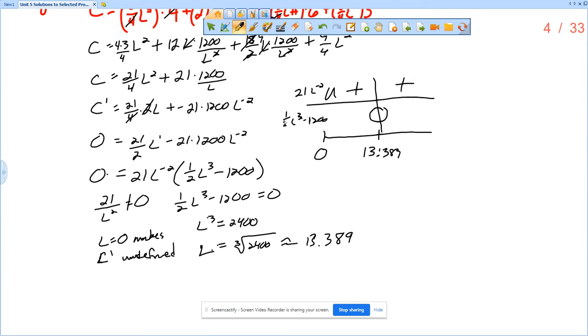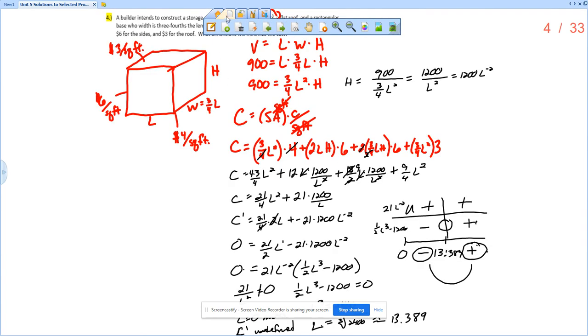All right, and then here, let's say I pick something to the left. Well, if I pick something to the left, like 0, I get a negative number. And then if I pick something to the right, like 14, obviously we could do this calculation, but we're going to end up with a positive there. And so that means our derivative changes from negative to positive, indicating that we have a maximum. Or sorry, a minimum, negative to positive, right?